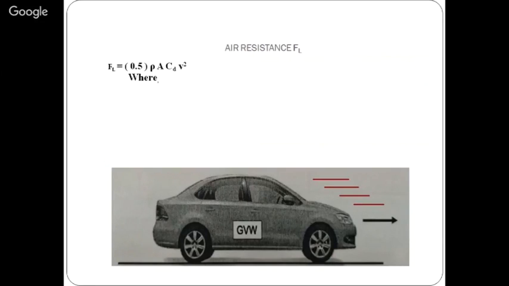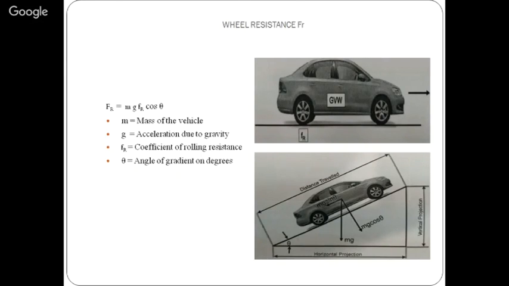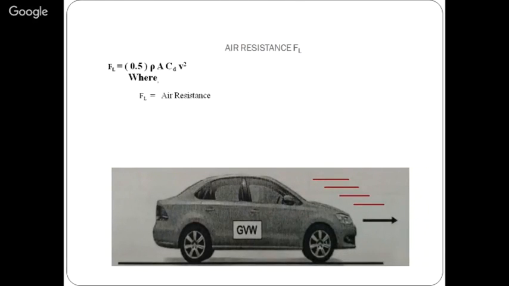Now the air resistance. The air resistance depends upon 0.5 into rho into area into CD into V square, where FL is the air resistance, which we are going to calculate. A is the frontal area of the vehicle. As I discussed earlier, if the frontal area is less, then I have to work against less air resistance. The smaller my frontal area is, the less force I have to apply to move forward. The larger my frontal area is, the more force I have to apply to move forward.